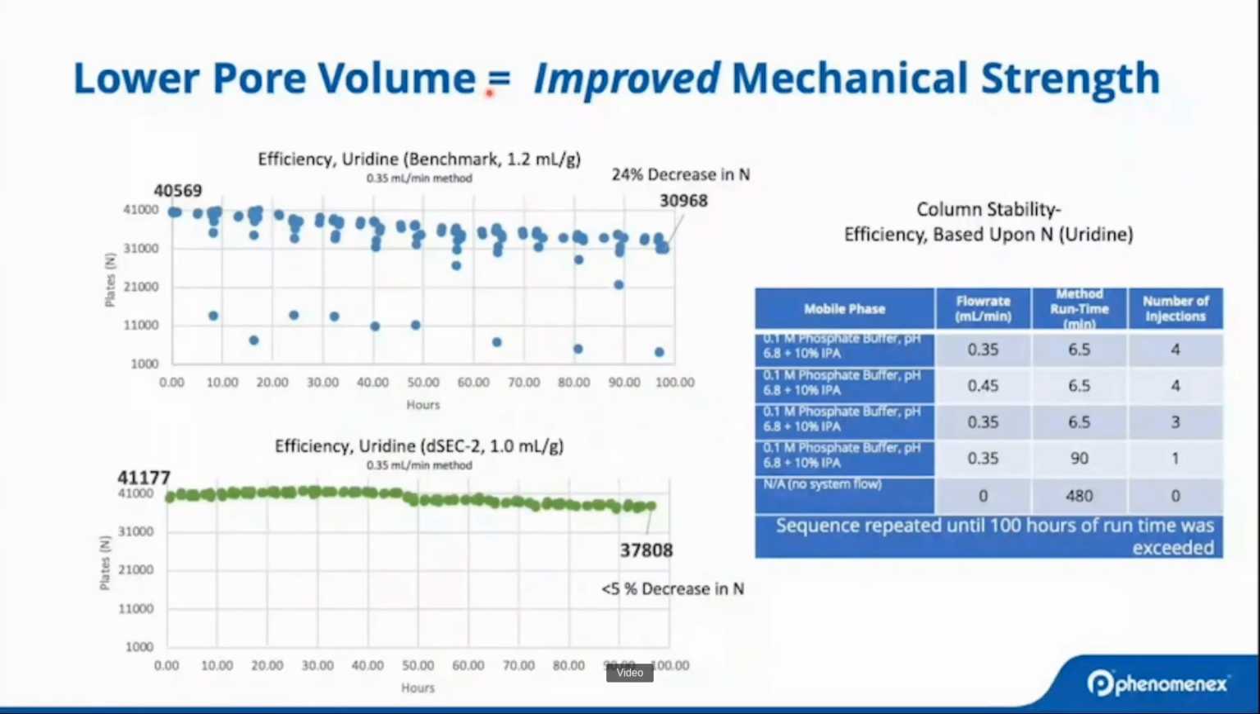And this is especially true during startup and shutdown in size exclusion. We benchmarked the DSEC2 against an industry standard hybrid 1.7 micron fully porous silica particle. This particular particle has a 1.2 ml per gram pore volume, which is one of the smallest pore volumes on the market. So not surprisingly, this 1.7 micron hybrid silica is extremely stable over the 100 hours, and it only drops around 24% in column efficiency.